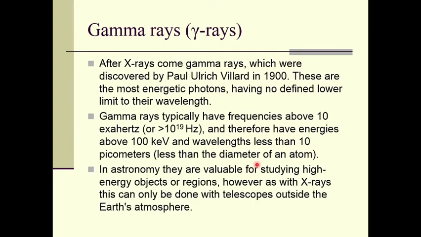In astronomy, they are valuable for studying high energy objects or regions. However, as with X-rays, this can only be done with telescopes outside the Earth's atmosphere. That means only telescopes placed outside the Earth's atmosphere can detect the gamma rays and X-rays coming from celestial bodies.